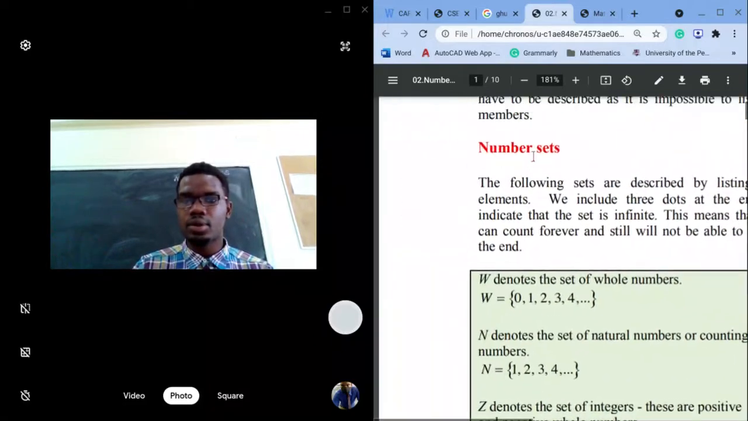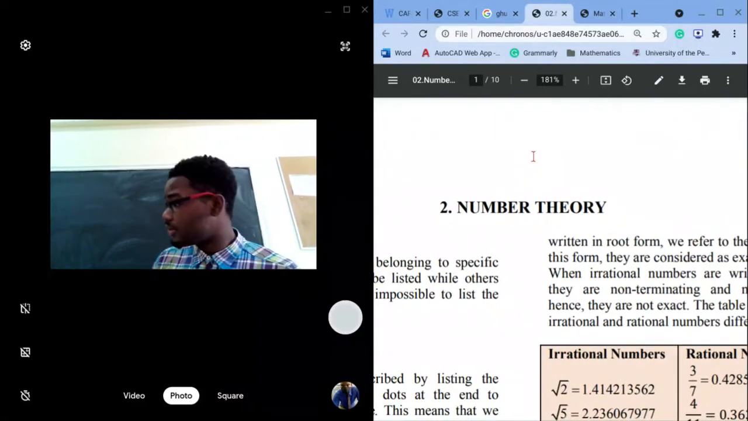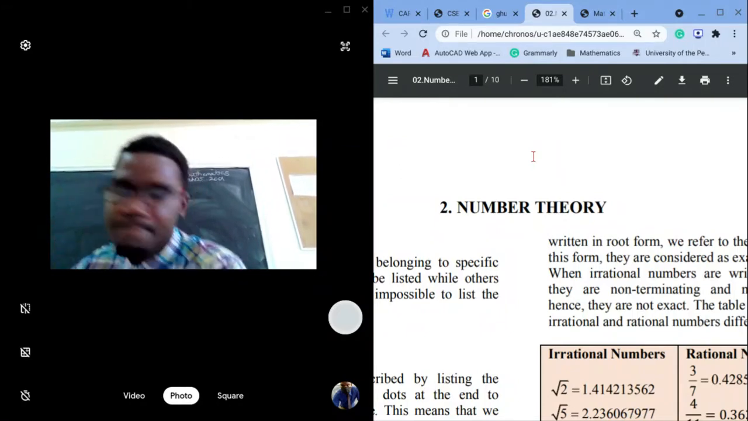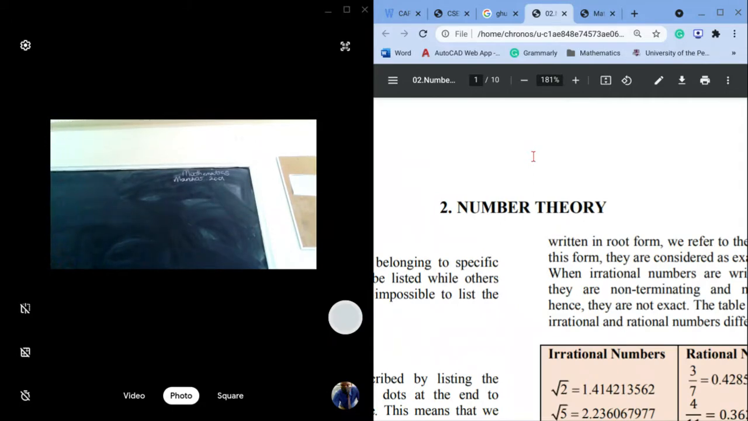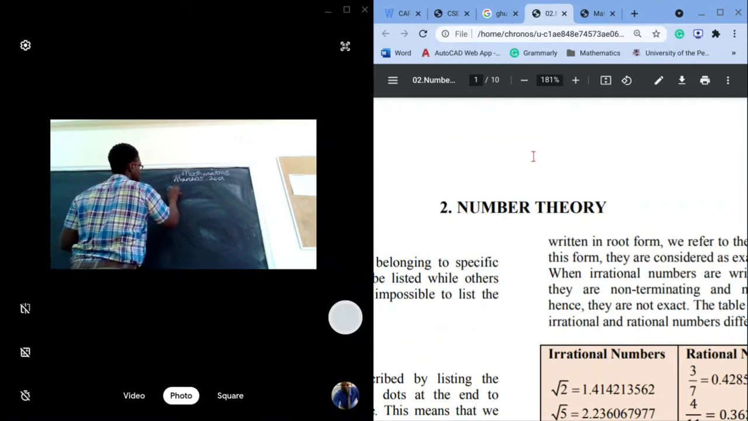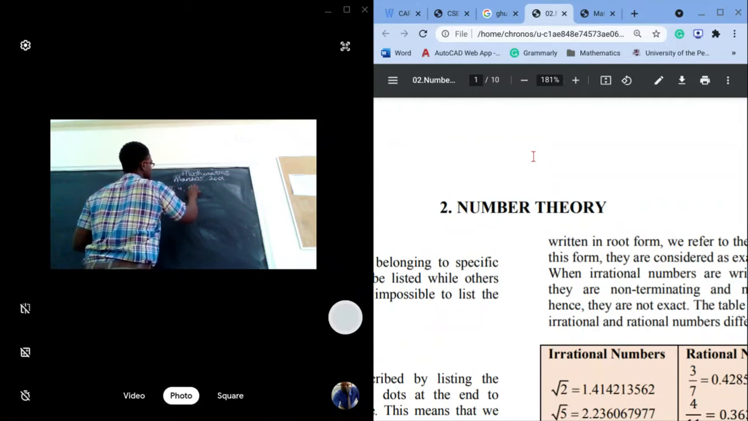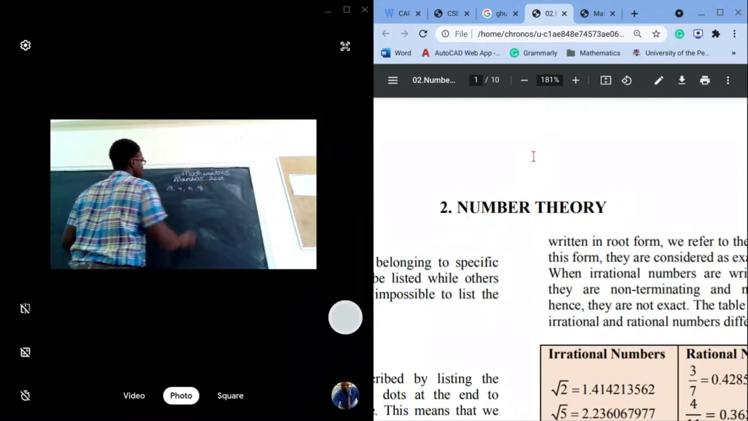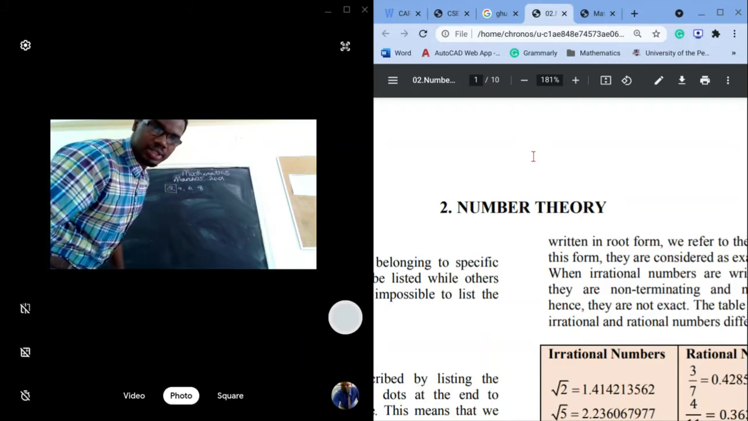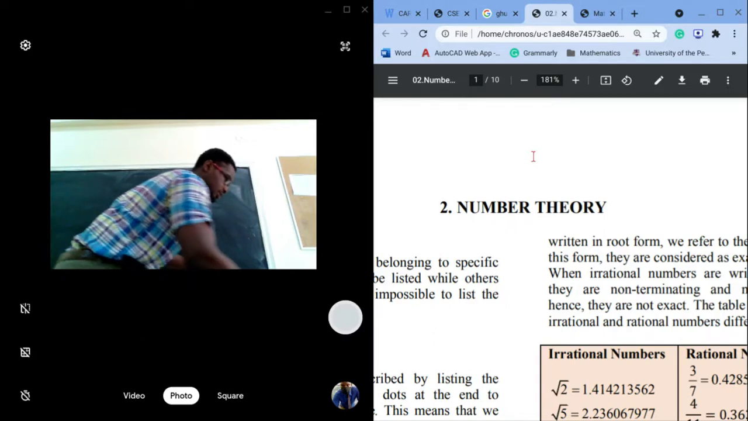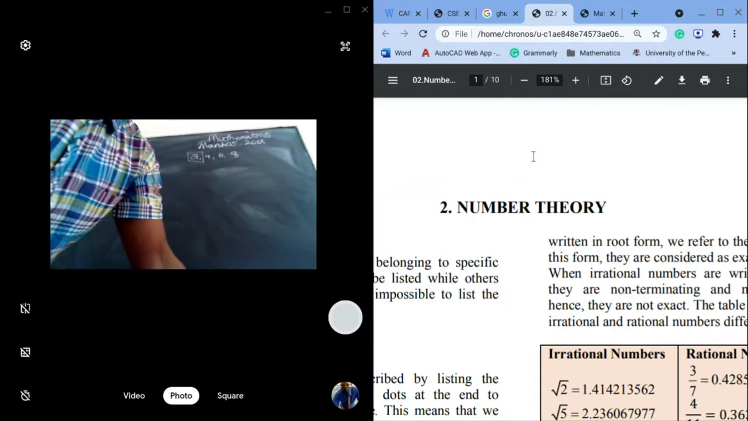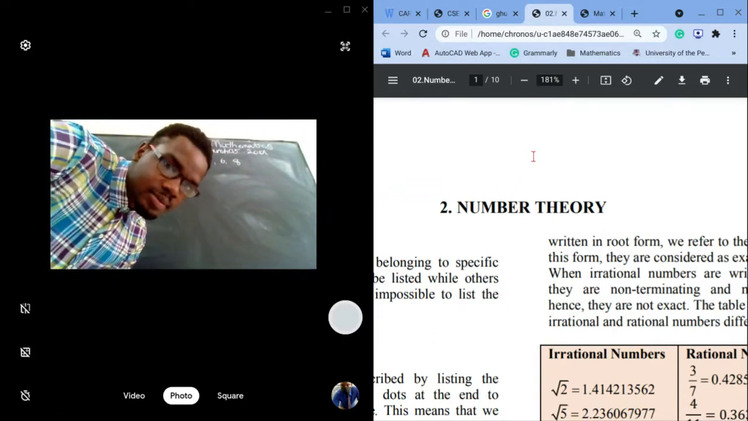All right, so we're on number theory, which is what we've been doing. We've been talking about sequences, and we gave examples such as 2, 4, 6, 8, and each value in this sequence is called a term. You learned that. Each value in this sequence is called a term.